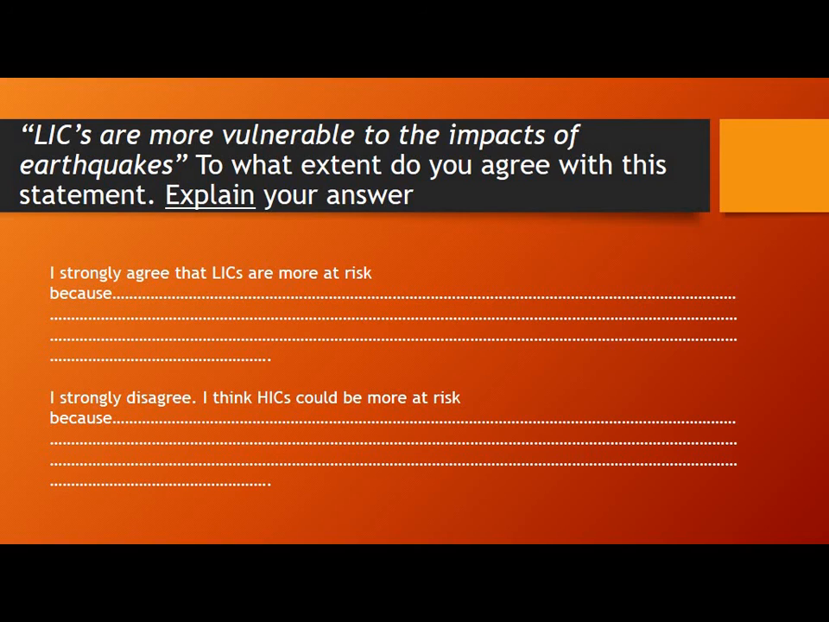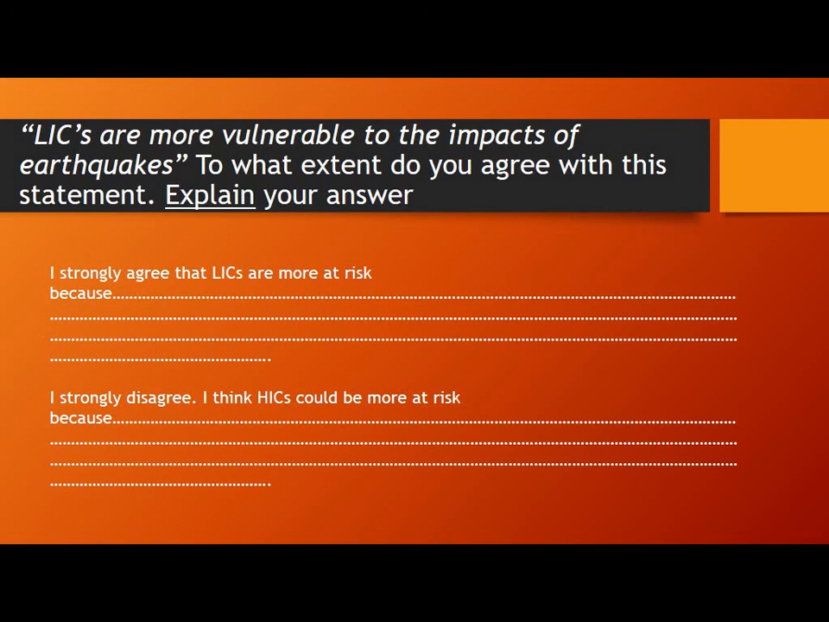The statement says LICs are more vulnerable to the impacts of earthquakes. So I've started with addressing the question. I strongly agree that LICs are more at risk because. And this is the key point where you start to explain your answer. Because you go back to your table and start to give those points. I don't want simple answers such as because the buildings are less stable, and then full stop. You need to go further than that.